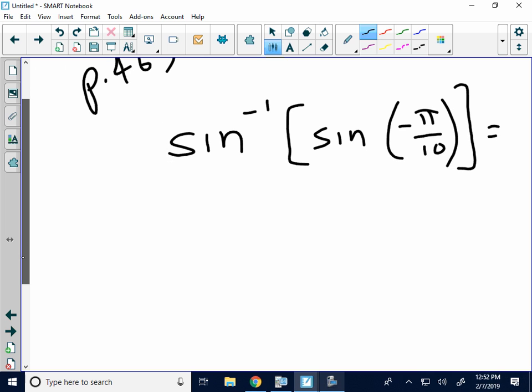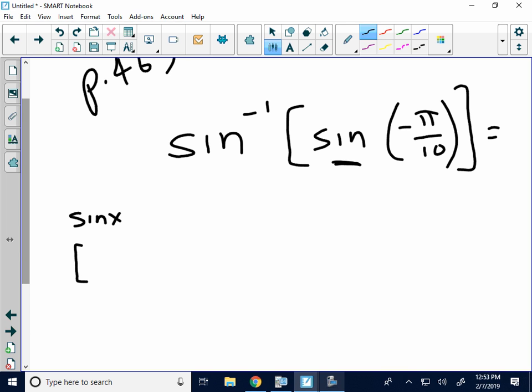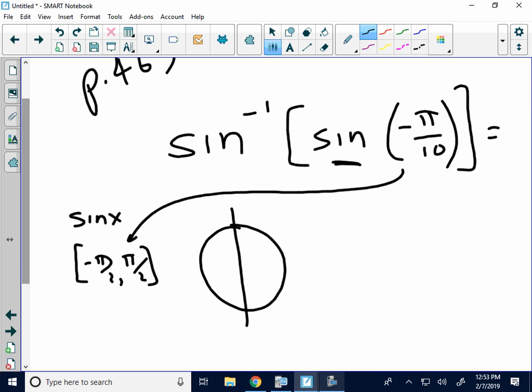No calculator. Well, first of all, we look at the sine function, and we remember that the sine had a restricted domain of negative pi over 2 to positive pi over 2. And we ask, is this in that interval? And the answer is yes, it is. Negative pi over 10. If I were to draw a circle, maybe that would help. If I go all the way up to the top, that's 5 pi over 10, and if I go down to the bottom, that's negative 5 pi over 10. Normally, we would write that as pi over 2 and negative pi over 2.